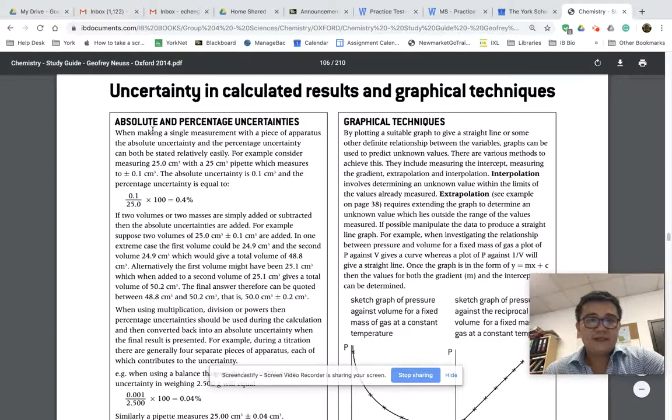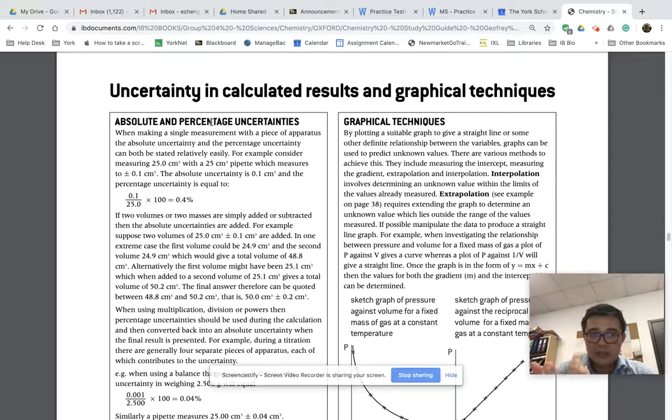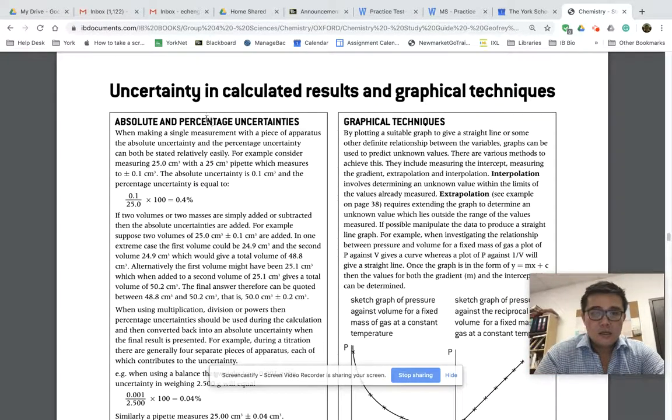Now the left side: absolute uncertainties and percentage uncertainty. We talked in class about what they are, as well as how you propagate them, because that's 11.1. This part here, absolute uncertainty, is the one that you read earlier. It's usually 0.1, and the units will be the same as the unit of the measurement itself. So if you measure 25 centimeter cube, which is really milliliter, your uncertainty is also centimeter cube.